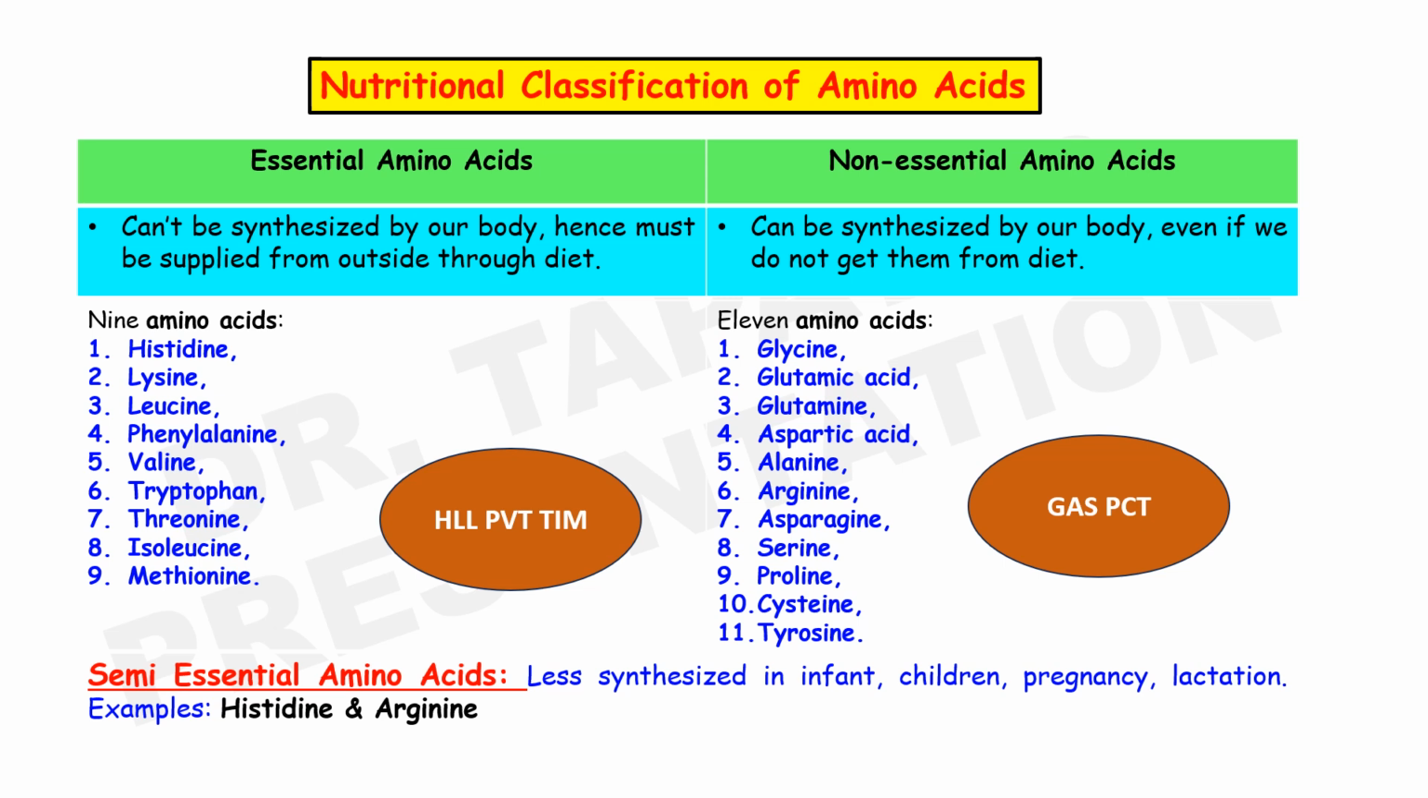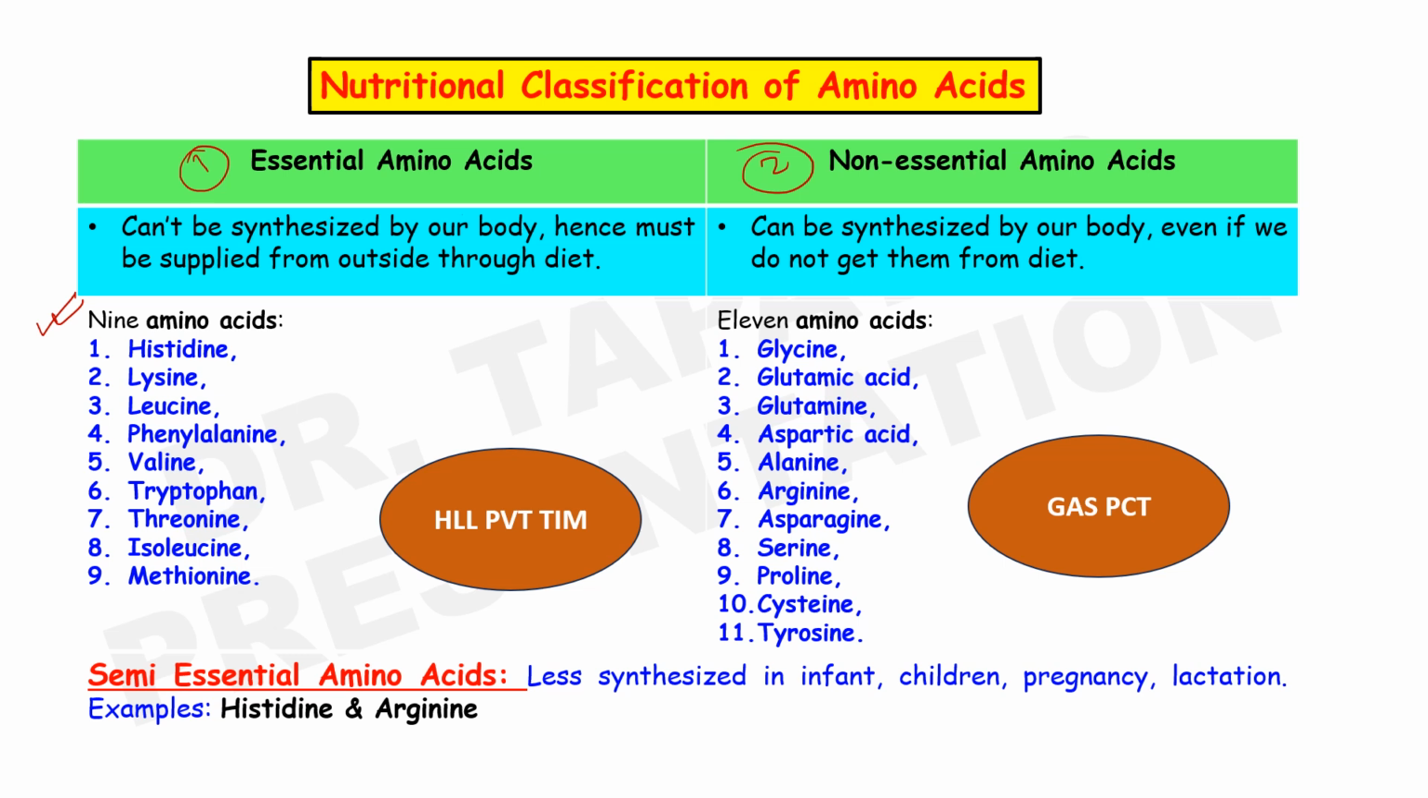Nutritionally, amino acids are classified into two main groups: essential amino acids and non-essential amino acids. Essential amino acids can't be synthesized by our body, hence must be supplied from outside through diet or food, whereas non-essential amino acids can be synthesized by our body even if we do not get them from diet or food. There are mainly 9 amino acids known as essential amino acids.